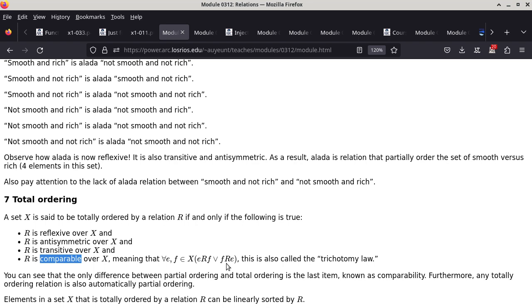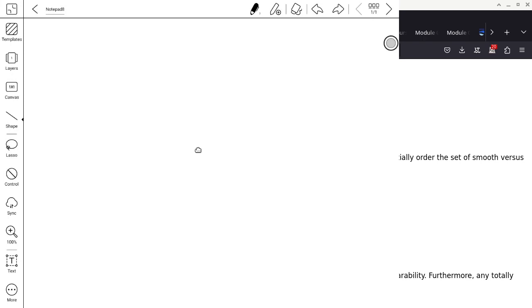Okay, so we'll go ahead and construct total ordering, and let's see how we can make something that's totally ordered. Let me prepare the tablet first, and then we'll use some examples. Make a new notepad. So I need to start up the notepad on this side. So we will take a look at a few examples.